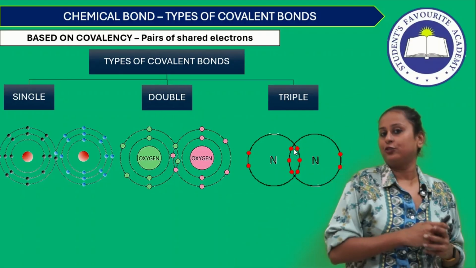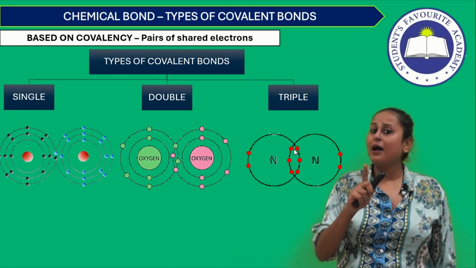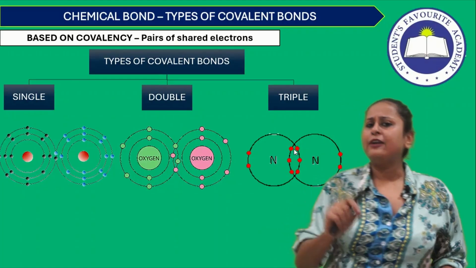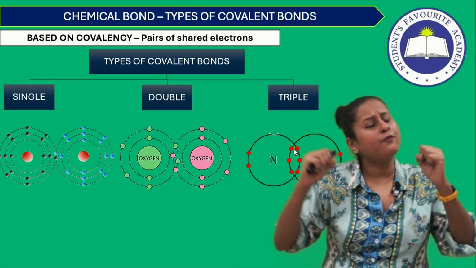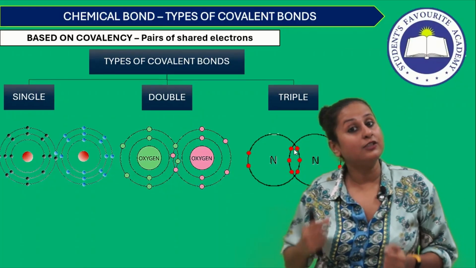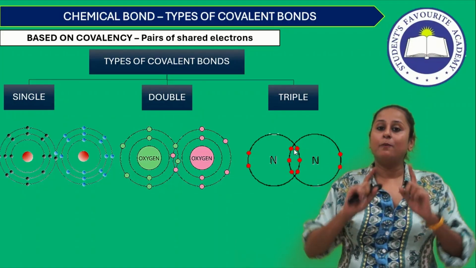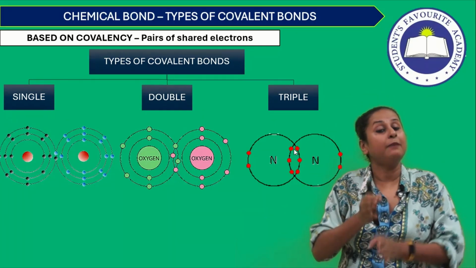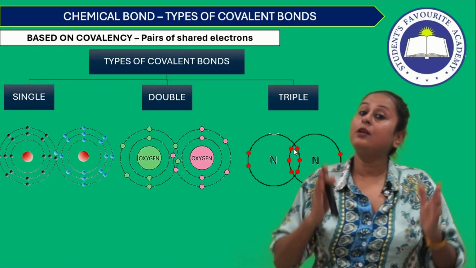Alright, coming to nitrogen. Nitrogen has a total of 7 electrons, so its electronic configuration is 2, 5. How many electrons does it need in its outermost shell? It requires 3. So the nitrogen gas, N2 molecule, how will that be formed? When 2 nitrogen atoms, each of which requires 3 electrons to complete their octet, end up sharing 3 electrons each with each other, they get a covalency of 3, because 3 pairs of electrons are shared. So by bringing 3 pairs together, that is a total of 6 electrons, they form a triple covalent bond.